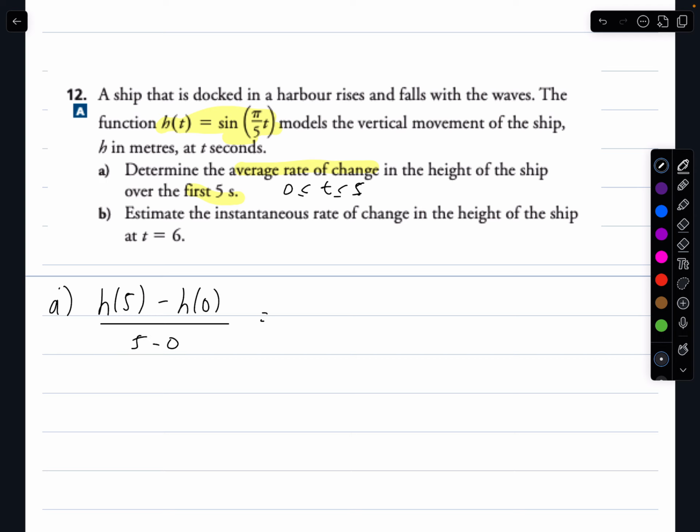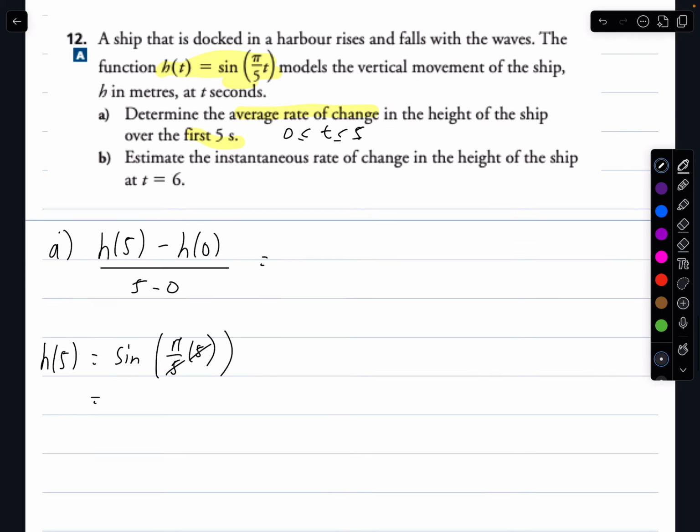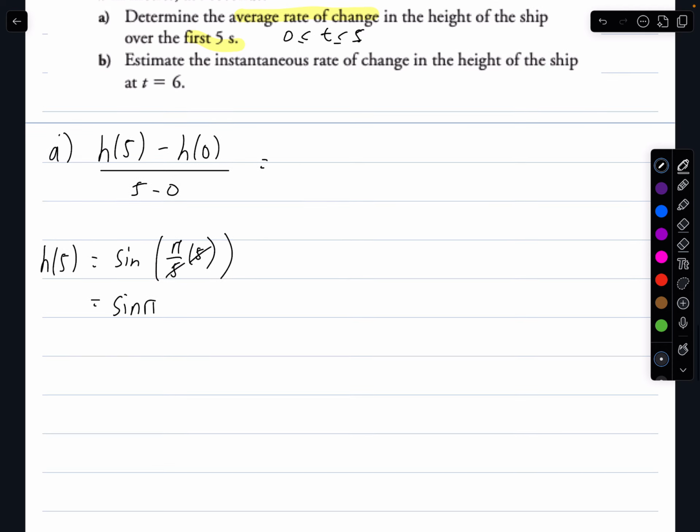So what is h at 5? And I love doing this separately so you can see it all work out. So h at 5, you plug in 5 and then the 5's cancel out and you're left with sine pi. But what is sine pi? If we look at our sine function, this is why you need to know what the sine function looks like. You know that sine pi is going to be here at 0. So we know sine pi is 0.